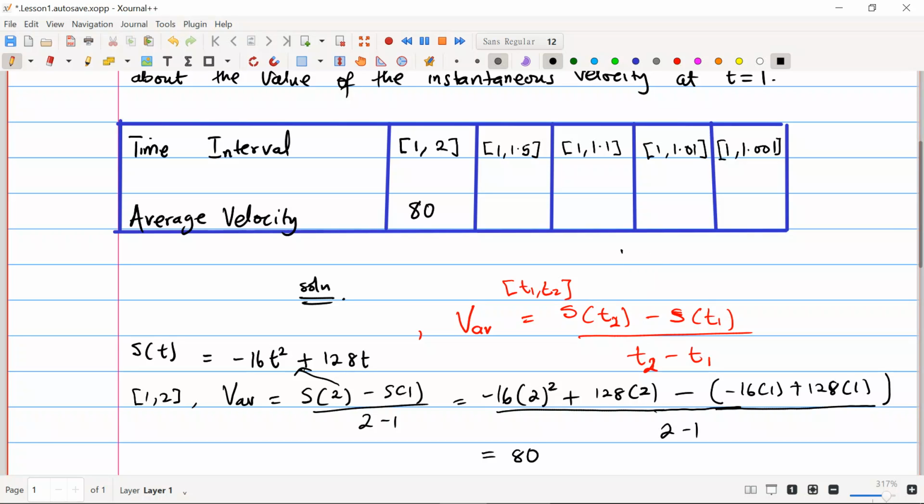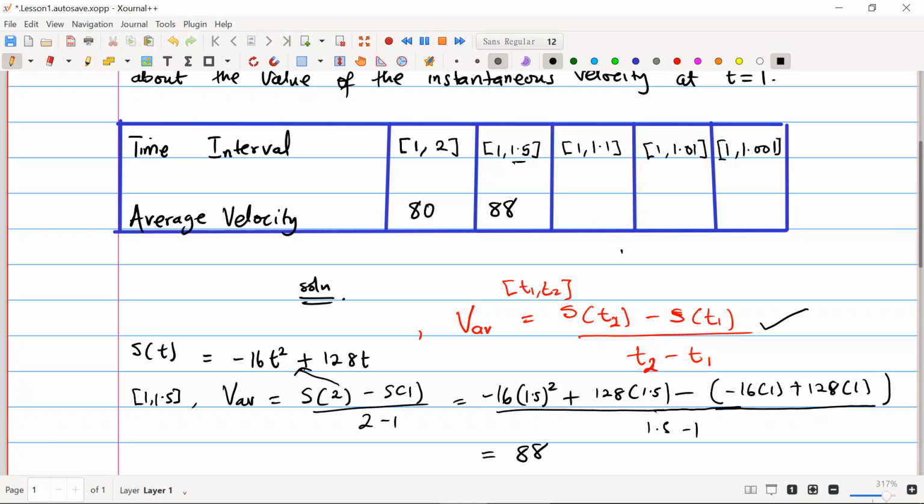On the other hand, if I want the interval 1 and 1.5, all I have to do is change this value to 1.5, and after calculating, you're going to get 88. You can use a calculator here. So use this formula: plug in the bigger t and then subtract what you get when you plug in the smaller t value. I've done 2 examples, and for this one you get 88.